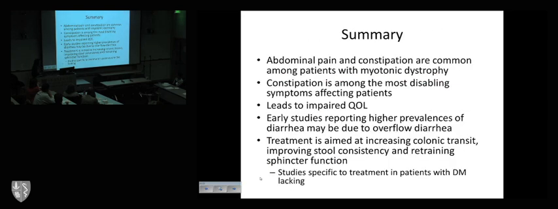So just to finish up, the abdominal pain and constipation are common among patients with myotonic dystrophy. Constipation is one of the most disabling symptoms affecting patients. It leads to decreased quality of life. The early studies reporting the higher prevalence of diarrhea may be due to overflow diarrhea. So if you have someone who's complaining of diarrhea, then look for overflow.